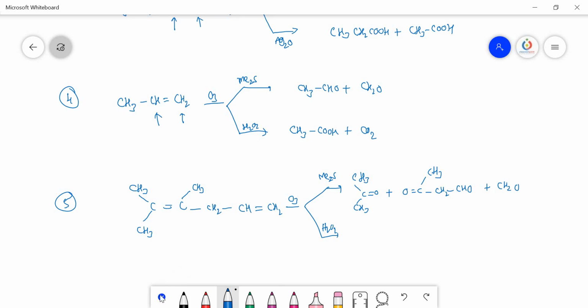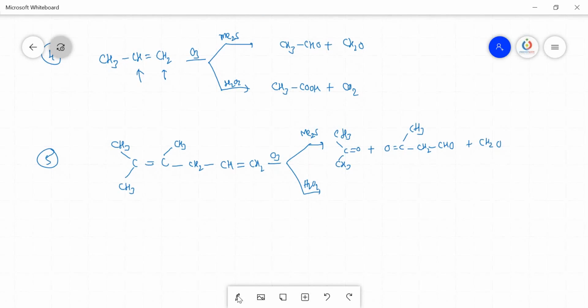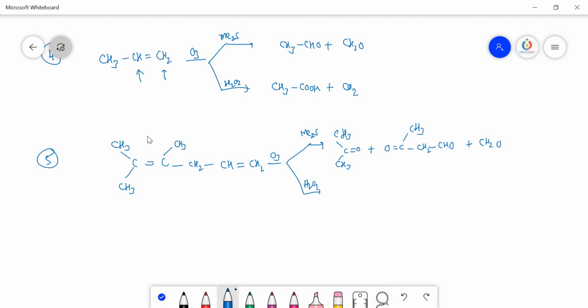And whenever H2O2 is used, then we have to guess the products. Here no hydrogen is there, so this part will be ketone. Plus here also hydrogen is not there, so this part is also ketone. CH2. But here CH hydrogen is there, so this will become carboxylic acid. And this becomes carbon dioxide.